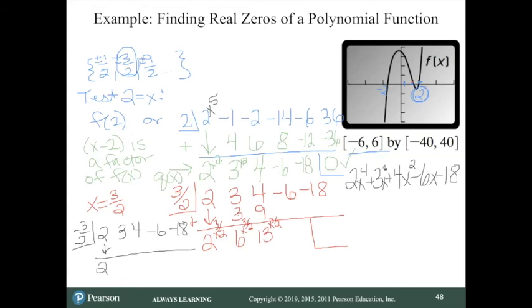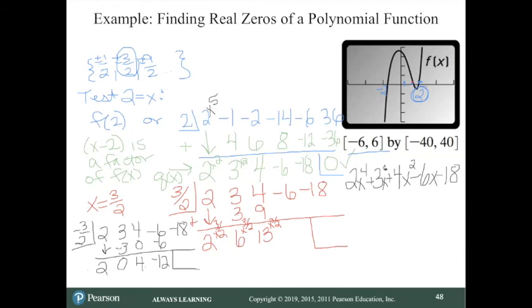Here, 2. 2 times -3/2 is -3, gives me a 0. 0 times anything is 0, gives me a 4. So far, these are not giving me fractions, right? 4 times negative 3 halves. So 4 divided by 2 is 2 times negative 3 is negative 6. So that's negative 12.